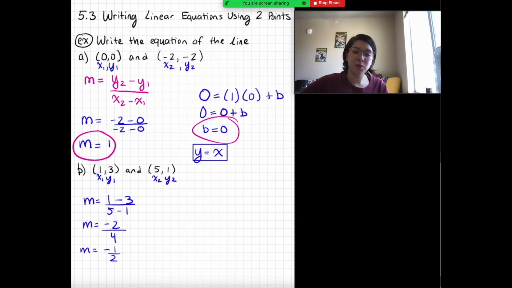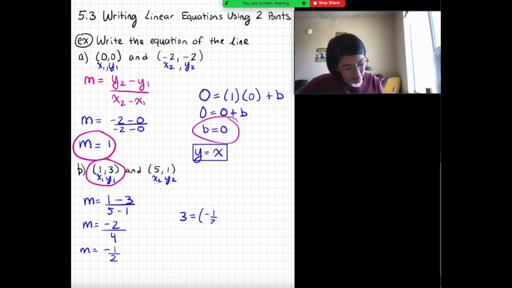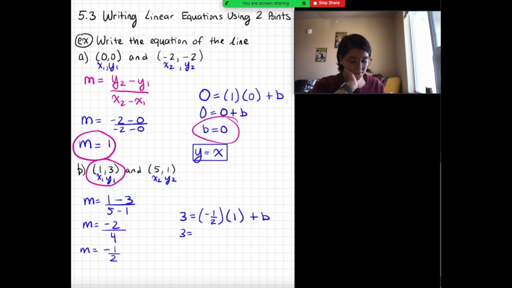Now we need to pick which point we're going to use to plug into our equation. I'm going to go ahead and pick (1, 3). You can pick (5, 1) if you want, it doesn't matter. So we'll plug in what we know, solve for what we don't know. We know our y value is 3. We know our slope is -1/2. We know our x value is 1, and we'll figure out what b is. So we have 3 is -1/2 times 1, which is just -1/2, plus b.